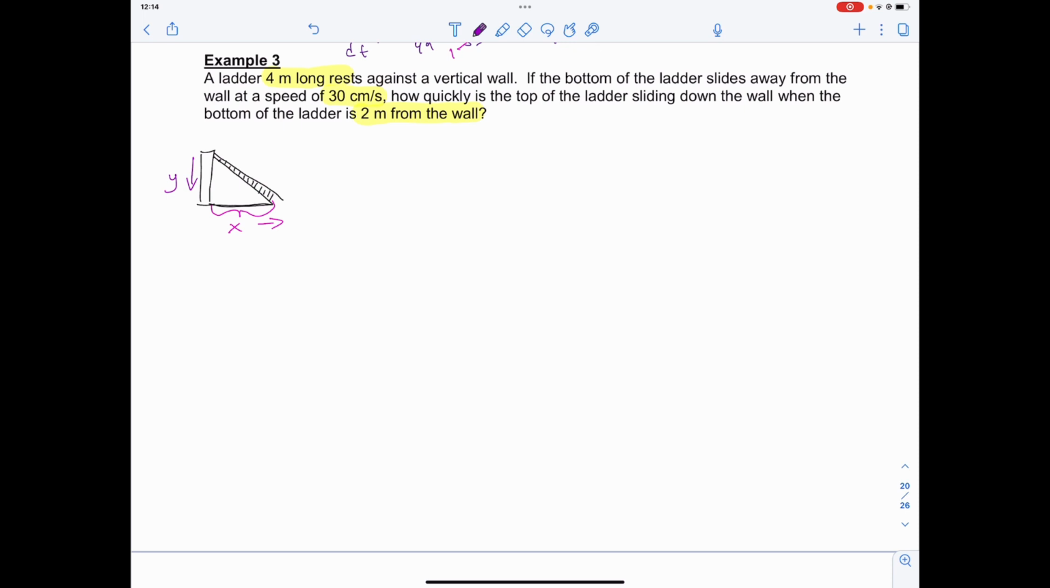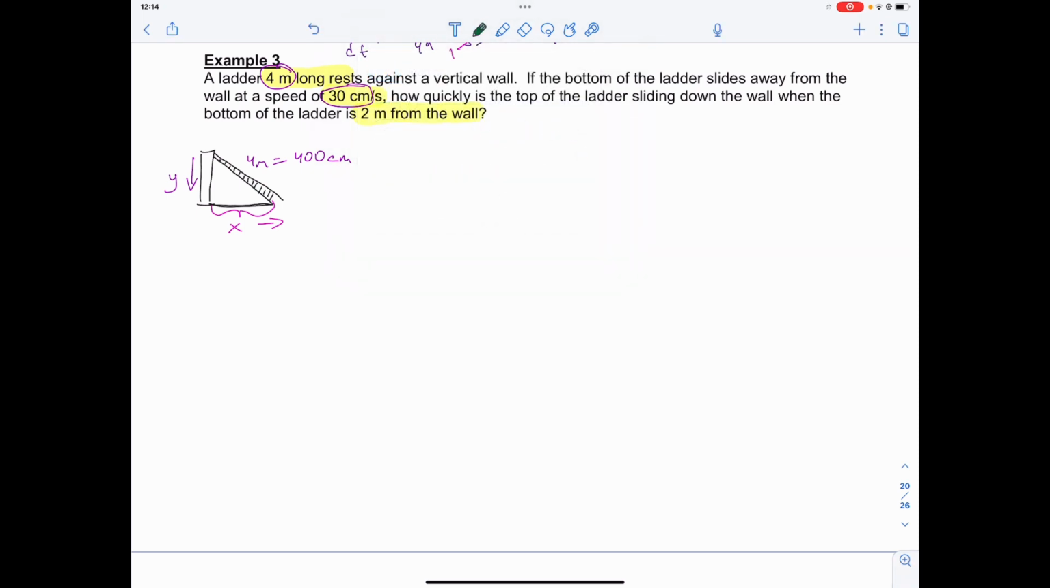I also need to make sure that I check the units here, and we should notice right away that this is in meters and this is in centimeters per second, which means that I'm going to change my meters to centimeters. So I'm going to say that this 4 meters is equal to 400 centimeters.